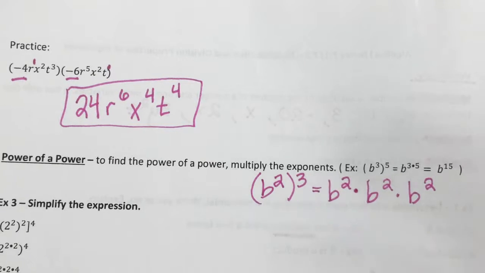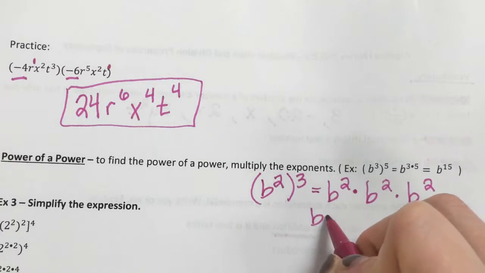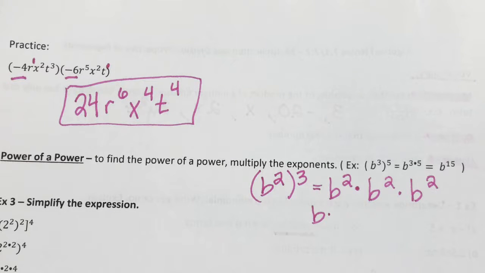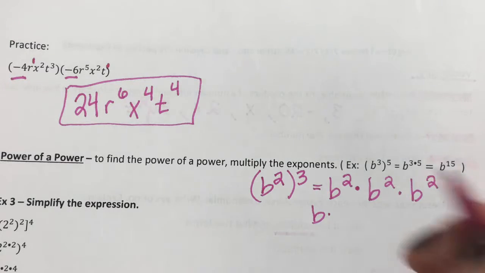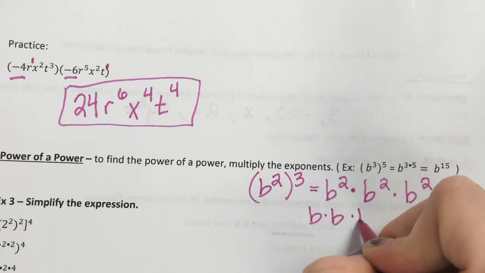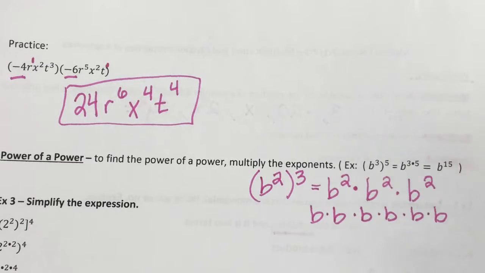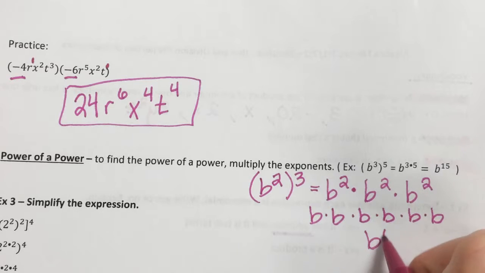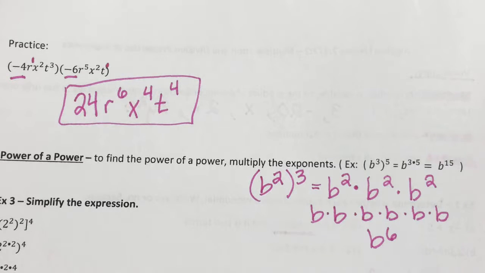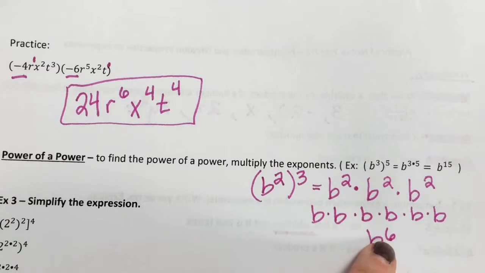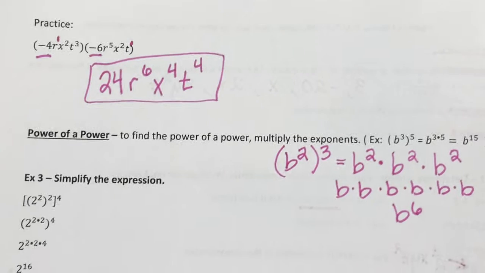So then you could break this down even further. You could do b times b 3 times. So you end up with b to the 6th. Of course you don't have to do that every time. You can just use the trick and multiply 2 times 3 and get 6. I just think it's good to know where it comes from.